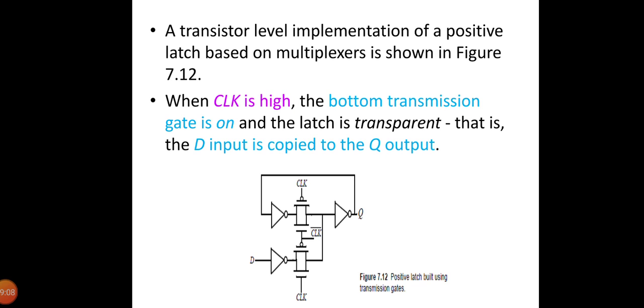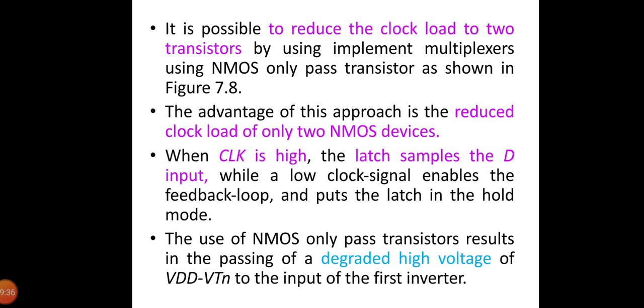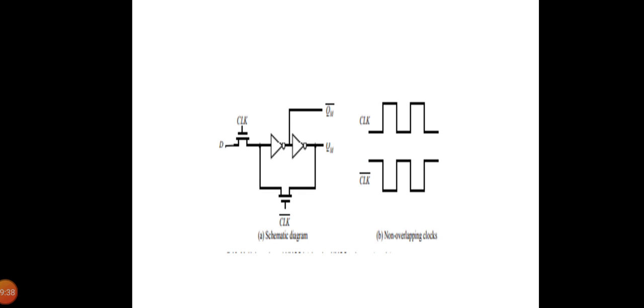The number of transistors that the clock drives is an important metric from a power perspective because the clock has an activity factor of 1. This particular latch implementation is not very efficient from this perspective. It presents a load of 4 transistors to the clock signal. It is possible to reduce the clock load to 2 transistors by implementing multiplexers that use only NMOS transistors, which can be seen in this diagram.